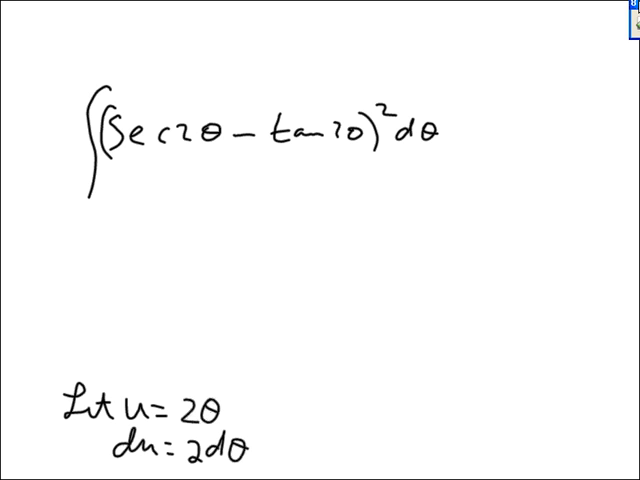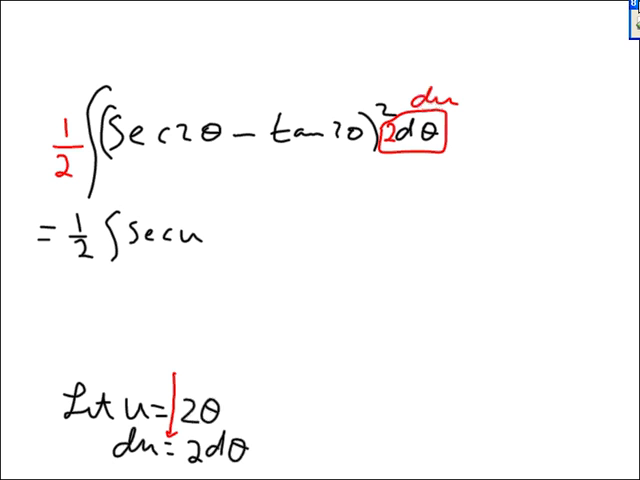Well, I see the d theta. If I put a 2 in, then there's no doubt about it, that's du. Because of that symbol right there. It says du is 2d theta. But if I put a 2 in, I have to bring a half out in front. Okay, so now we have 1/2 the integral of secant u minus tangent u all squared times 2d theta, which is du. Now I would square that out. I possibly would simplify it first.